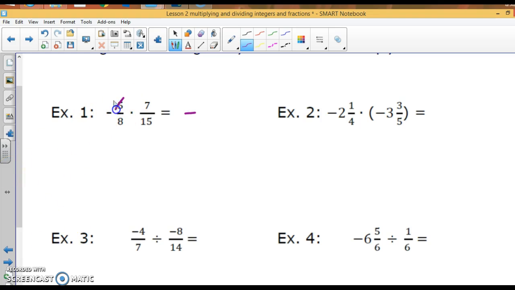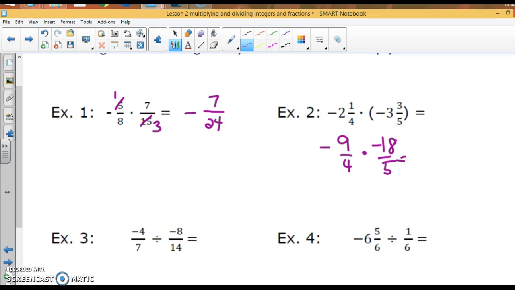Let's reduce. 5 goes into 5 once, into 15 3 times. Now multiply straight across, and I get 7/24. So negative 7/24. All right, let's look at example 2. Both negative. So a negative times a negative is going to give me a positive. But whatever. Let's change these to improper. 4 times 2 is 8, plus 1 is 9/4, so negative 9/4, times 3 times 5 is 15, plus 3 is 18, so negative 18/5.